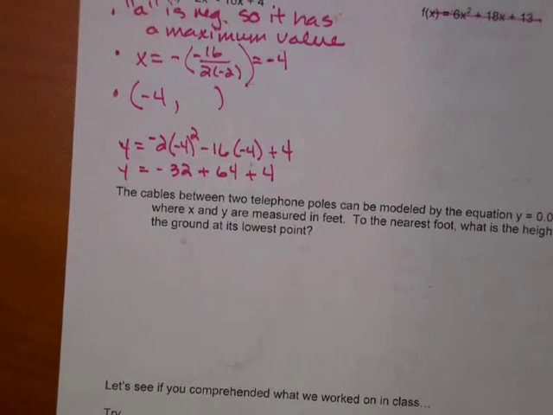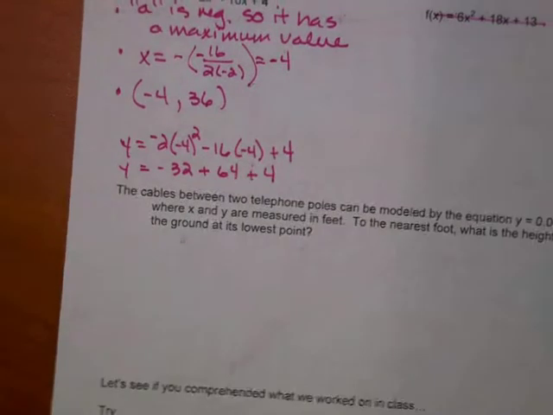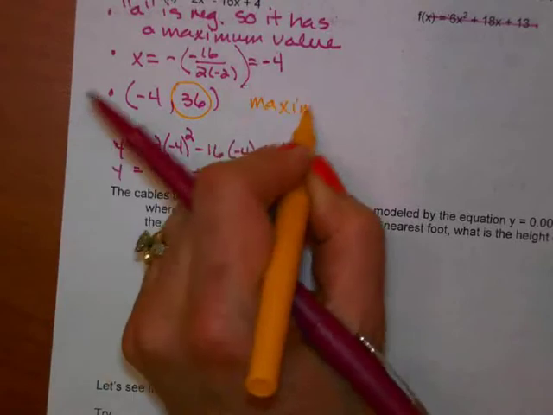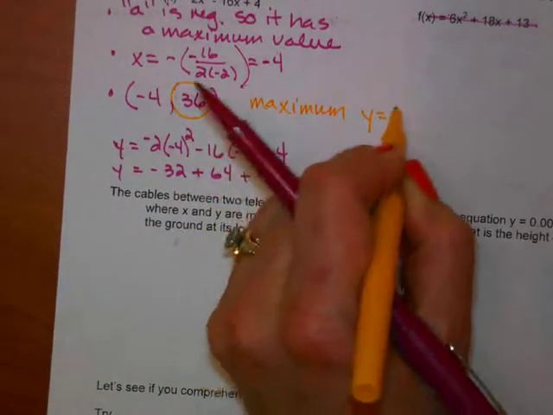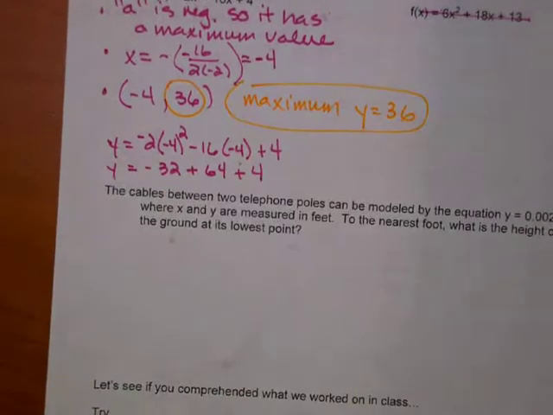So what does that equal? Positive 36. So my y-coordinate is 36. So this is my maximum. Maximum y. Do we have to write that out? I could just say y equals 36. It's okay. Now, we're not doing this one, but I want you to write this down on your paper.